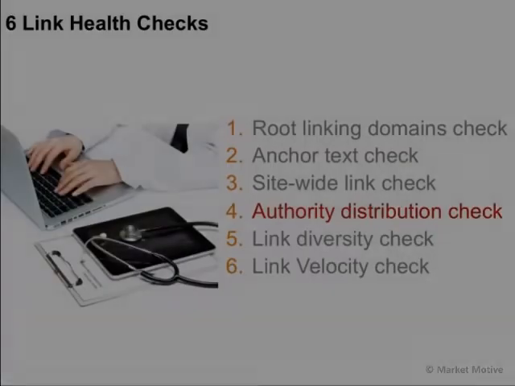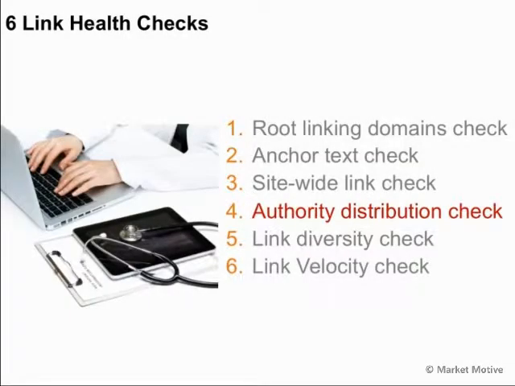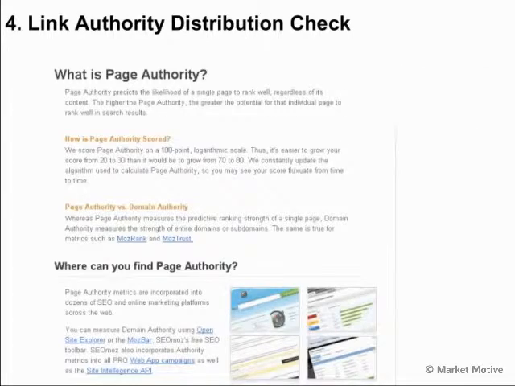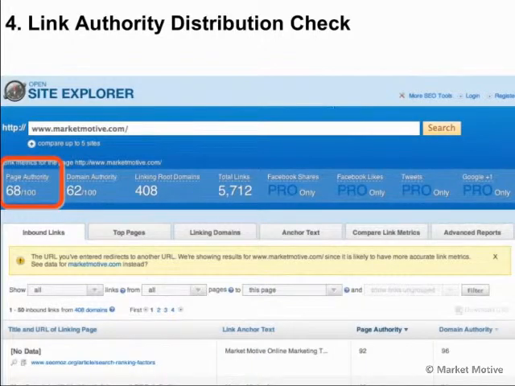And the next thing we're going to look at is the authority distribution check. How many high profile links do you have versus low profile links? What is link popularity? Well, we cover that in a lot of places, synonymous with link juice, link value, link equity, high page rank, high Moz rank, high domain rank, domain authority. All of these things are very similar, if not synonymous. So how we're going to check this is through SEO Moz. We're going to go to Open Site Explorer.